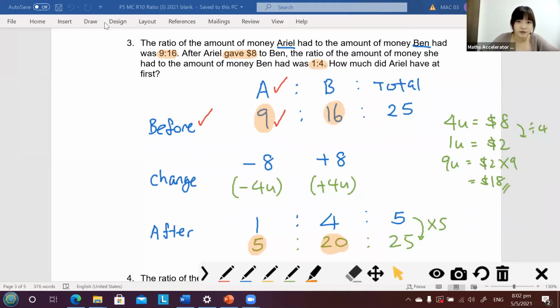Those of you who chose $32, you found Ben at first. So that would be correct if they ask you for Ben, but they're asking you for Aero, so you should be putting $18.